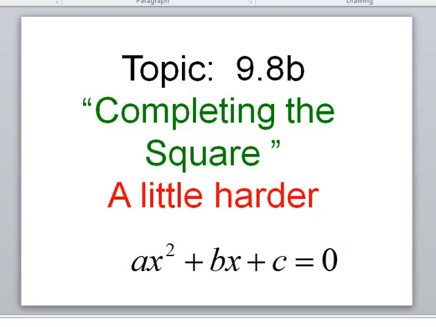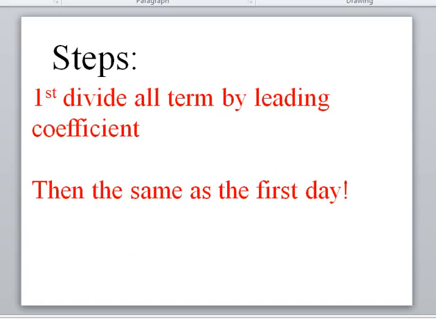Okay, this is day 2 of completing the square, and what we're going to do is just see one little change. The one change we're going to see is that the first term won't always be x squared, and when that happens, we're going to have to divide all the terms by that leading coefficient.